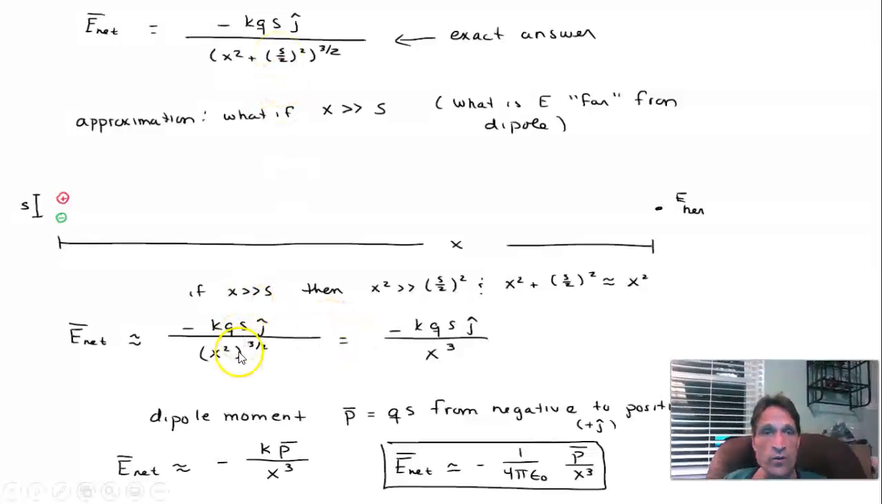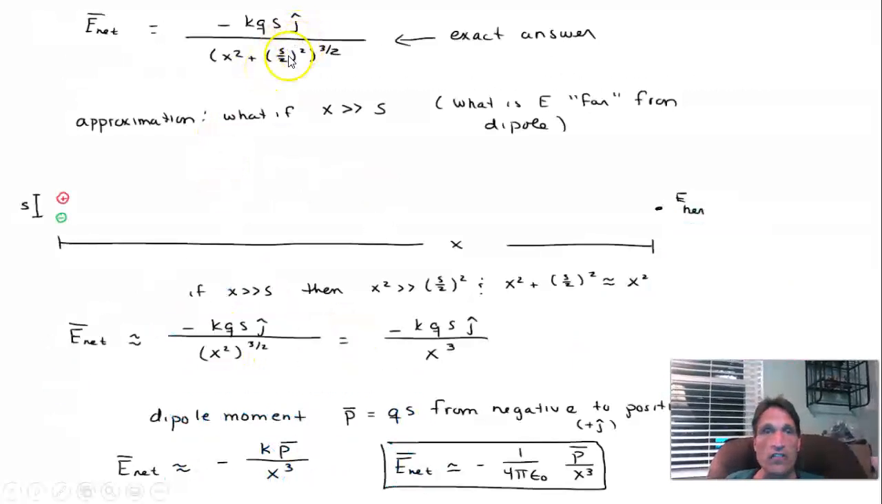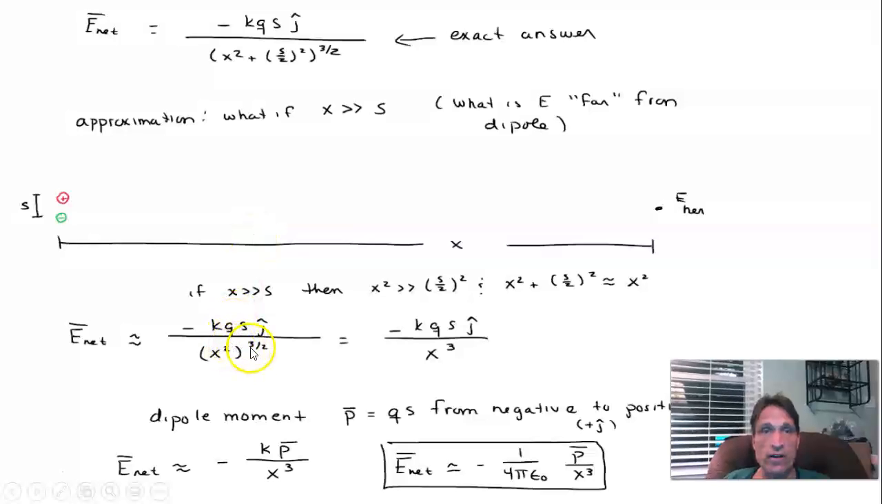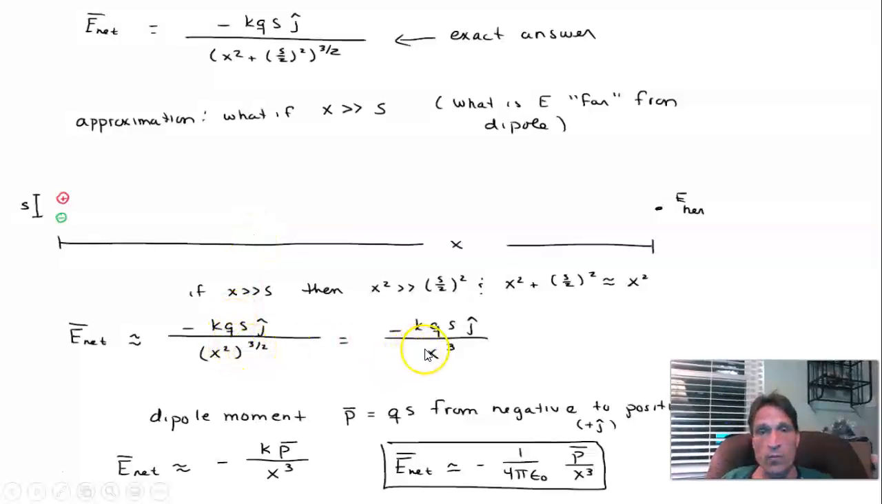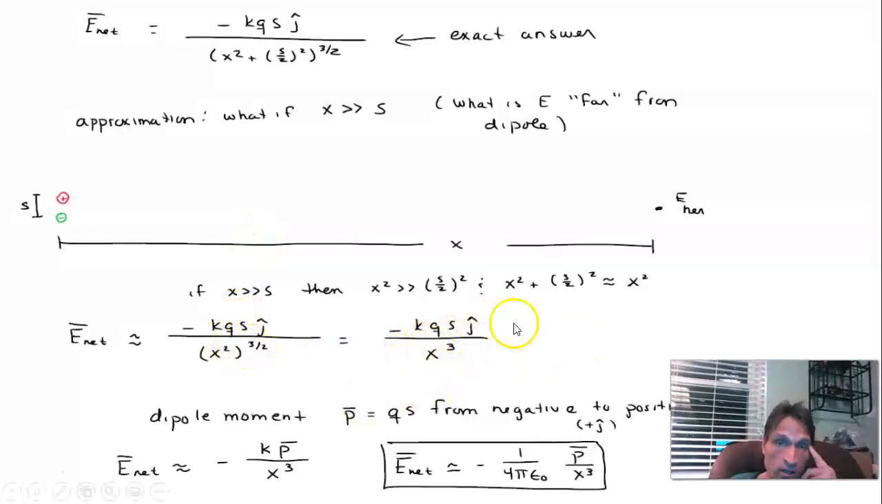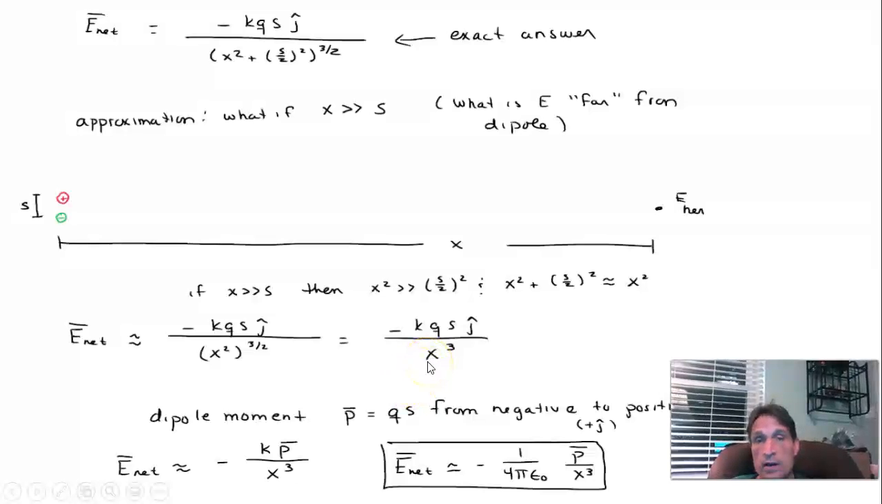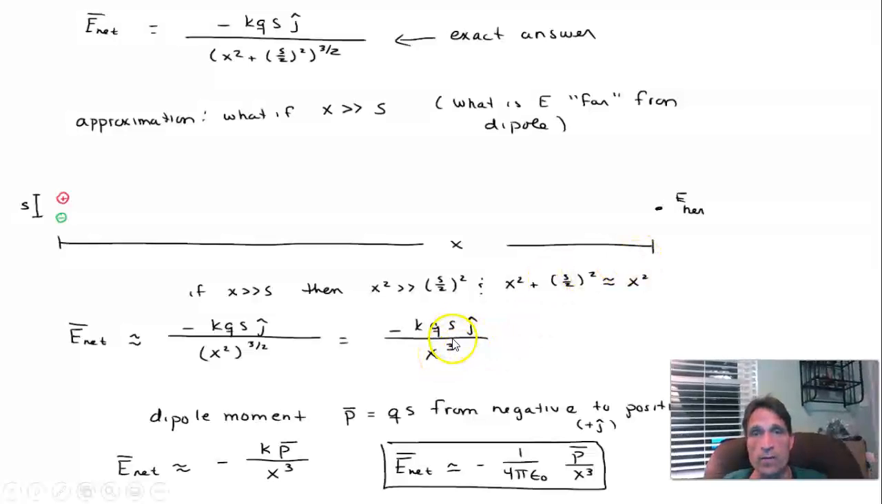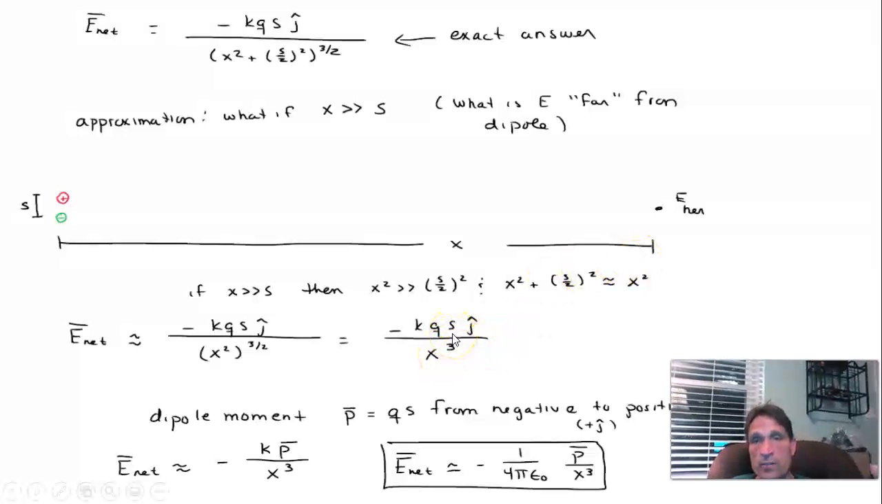And when we do that, the denominator becomes x squared plus 0, which is x squared, to the 3/2 power, and we get that far enough away from the dipole, the electric field goes as 1 over the cube of the distance from the dipole along the x direction. And so this is an approximate expression for the electric field of the dipole if we get much further away from the dipole than the separation between the two charges, which is easy to do in practice.